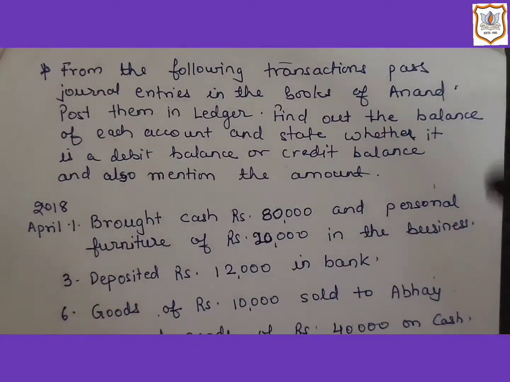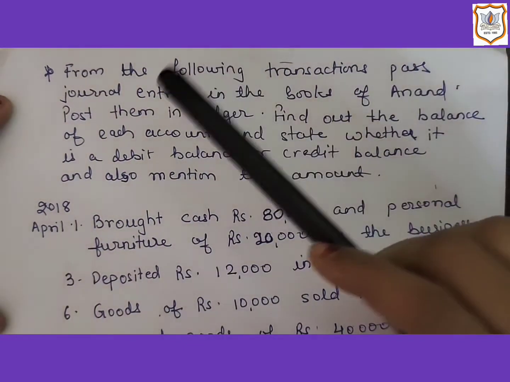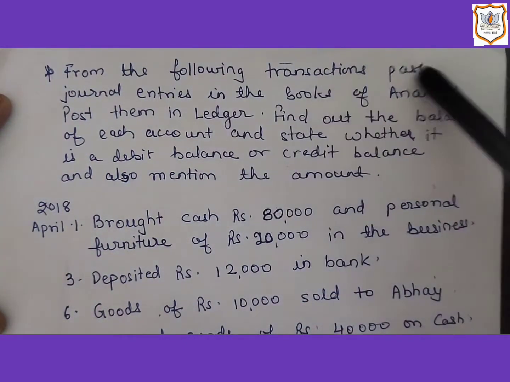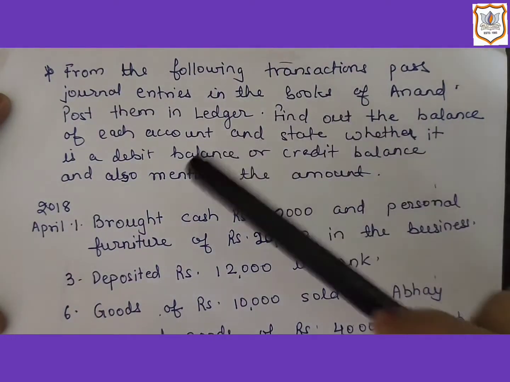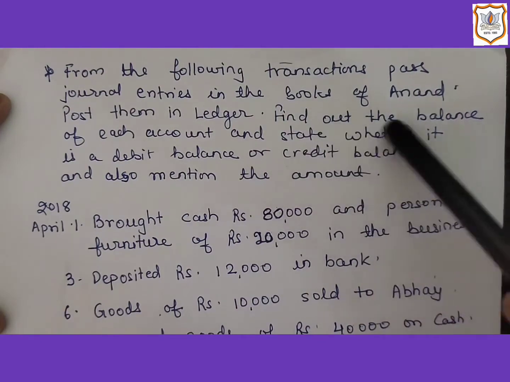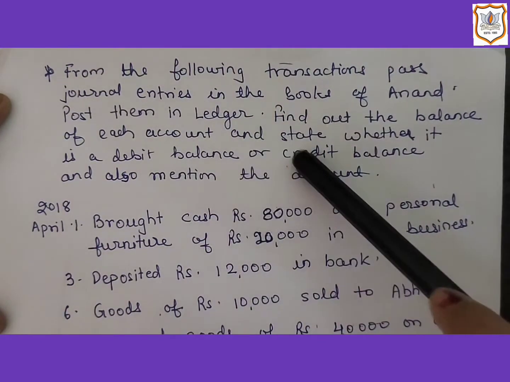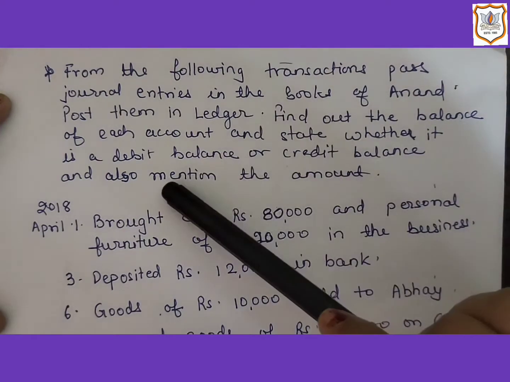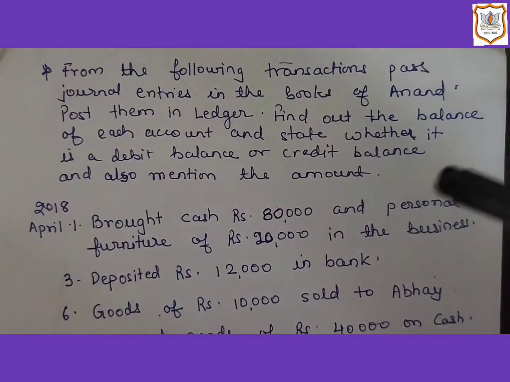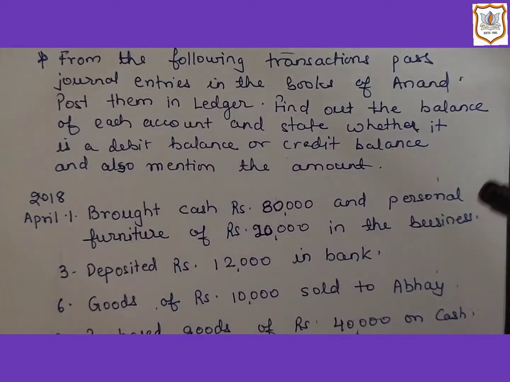So here is the question. From the following transactions, pass journal entries in the books of Anand, post them in the ledger, find out the balance of each account and state whether it is a debit balance or credit balance, and also mention the amount. First, let us see the transactions and let us pass journal entries.